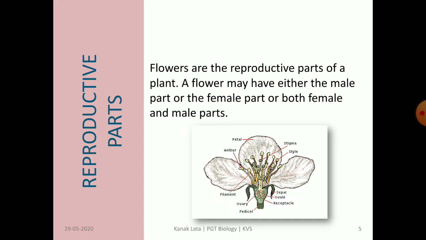Now it is about the reproductive part. Flower is the reproductive part of the plant. A flower may have either the male part or the female part or both male and female parts. Flower is also called reproductive shoot. This is the figure of a longitudinal section of a flower showing male and female parts along with other parts of the flower.